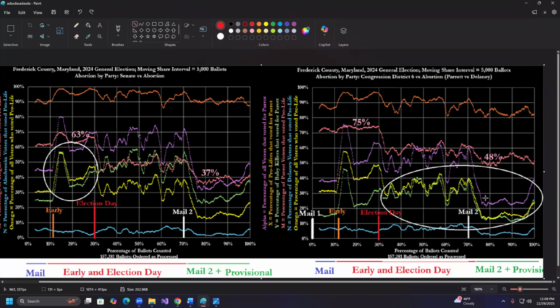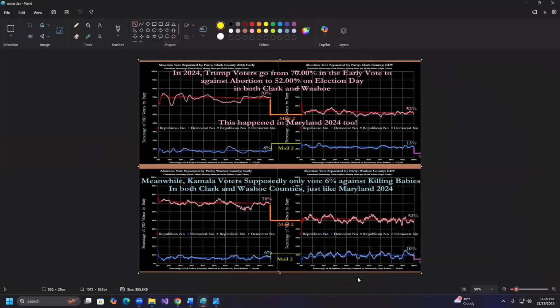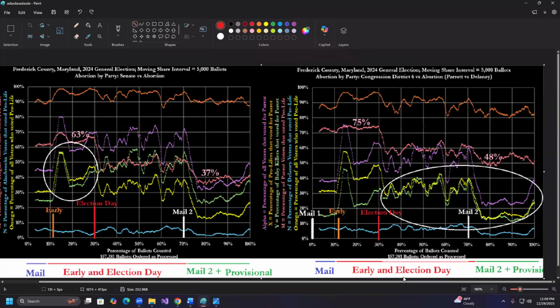This is 2024. So I have Nevada and I have Maryland doing the exact same thing. And this is just one county of Maryland. You get this in every single county in all of Maryland. And one thing interesting about Maryland is it's ES&S machines. It's not Dominion machines.